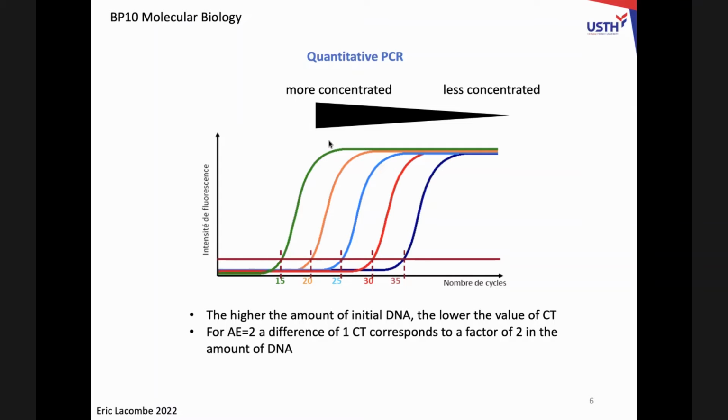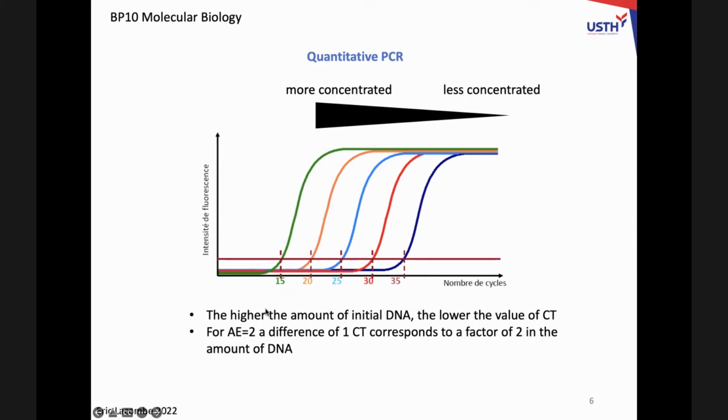Then okay. And the only difference between these 5 different quantitative PCR experiments is that the number of initial molecules, so the starting template, is different. It goes from the more concentrated to the less concentrated. So it means that the green PCR reaction contains at the beginning much more matrix than the orange one, and the orange one than the blue, and so on. So we diminished the quantity of initial DNA.